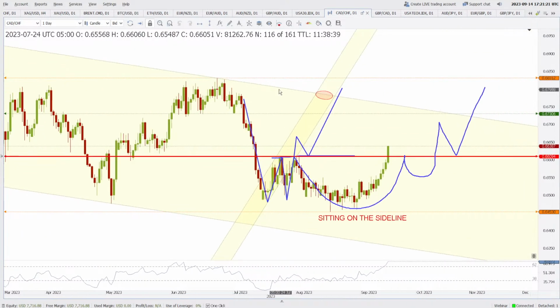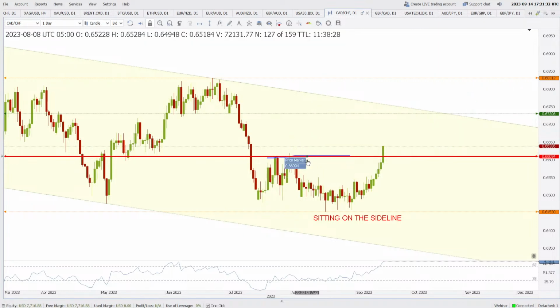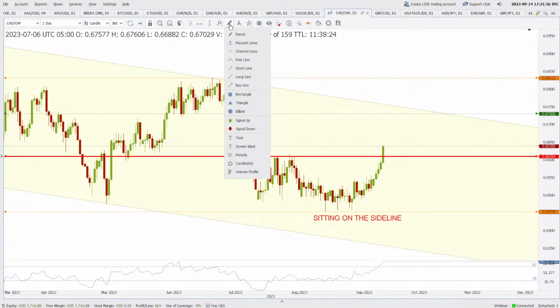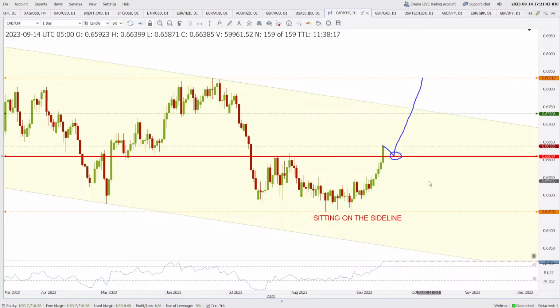CAD CHF has finally broken out of this resistance, and now we are just looking for one small pullback to the downside so that we can also go long in this market. So what is now expected here? What is now expected here is something like this. This is what is expected, and we will be buying this market around 0.6609.